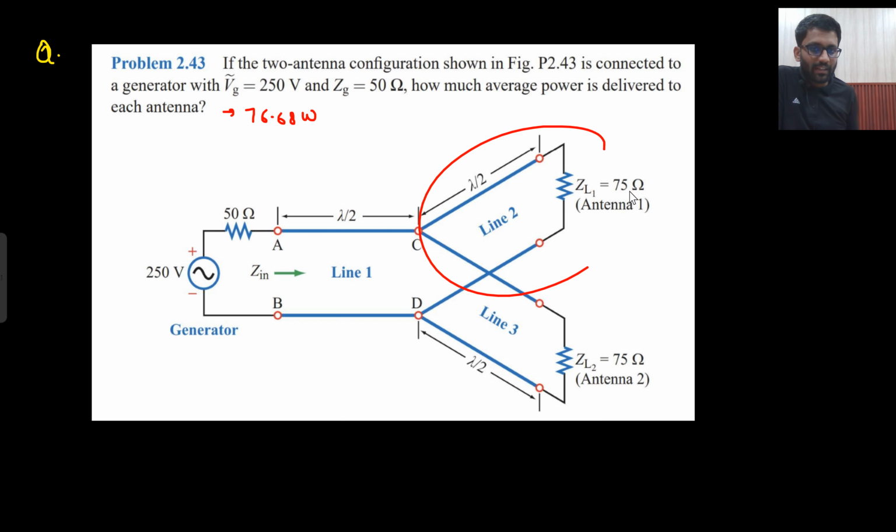So if I replace this transmission line with Z in, then what will be my Z in? Since the length is lambda by 2, from here I will get 75 ohm. From here also I will get 75 ohm. So across CD I am getting 75 parallel with 75, that would be 37.5 ohm, right? So here across CD I will be getting 37.5 ohm.